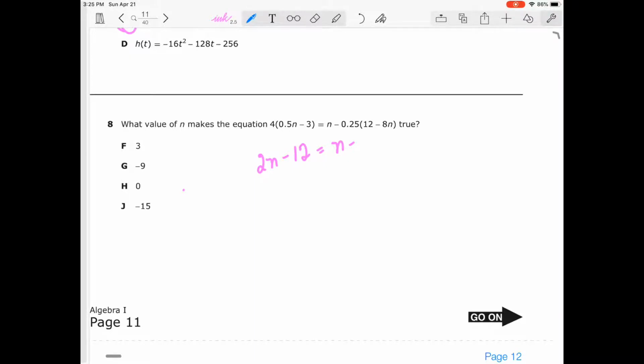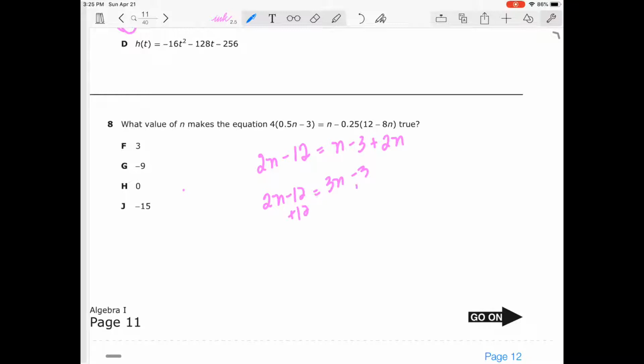Whoops, 0.25 times 12 gives me 3, so that's going to be negative 3 plus 8 times 0.25, which will give me plus 2n. Don't forget that n. I'm going to combine like terms, so that's going to give me 2n minus 12 is equal to n minus 3.